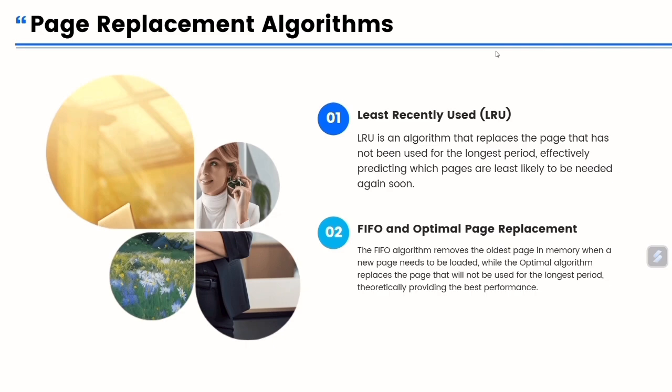Second, first in first out, or FIFO, and optimal page replacement. The FIFO algorithm removes the oldest page in memory when a new page needs to be loaded, while the optimal algorithm replaces the page that will not be used for the longest period, theoretically providing the best performance.